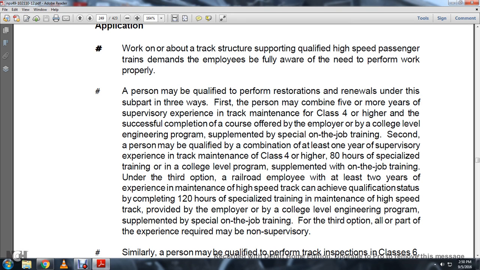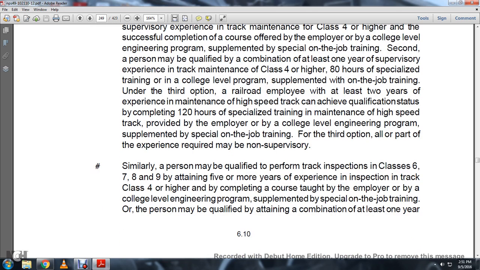Second, the person may be qualified with a combination of at least one year of supervisory experience in track maintenance of class 4 or higher, 80 hours of specialized college-level training, supplemented by on-the-job training. And under the third option, the railroad employee must have at least two years of experience in the maintenance of high-speed track and can achieve qualified status by completing 120 hours of specialized training in the maintenance of high-speed track, provided by the employer or by a college-level engineering program supplemented by special on-the-job training. For the third option, all of the experience required may be non-supervisory.